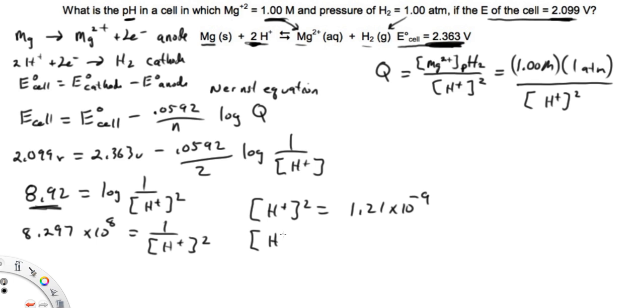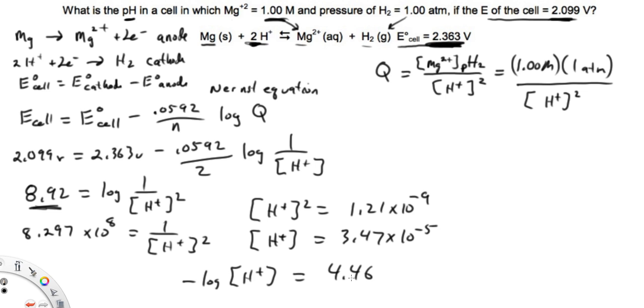Take the square root of both sides, and I get 3.47 times 10 to the minus 5th equals the concentration of hydrogen ions. Then I take the negative log of the hydrogen ion concentration, and I get 4.46, and that's going to equal the pH.